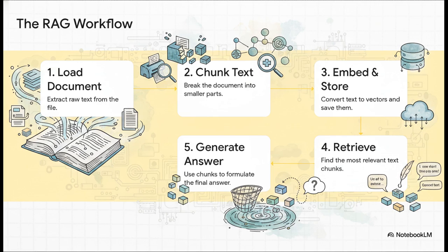First, we load the document. Then we chop up the text into smaller pieces, or chunks. After that, we embed and store those chunks. Then, when a question comes in, we retrieve the relevant ones. And finally, we generate the answer. Let's break down each of those stages.